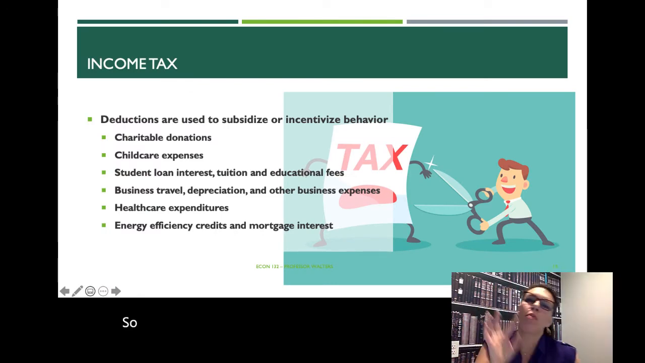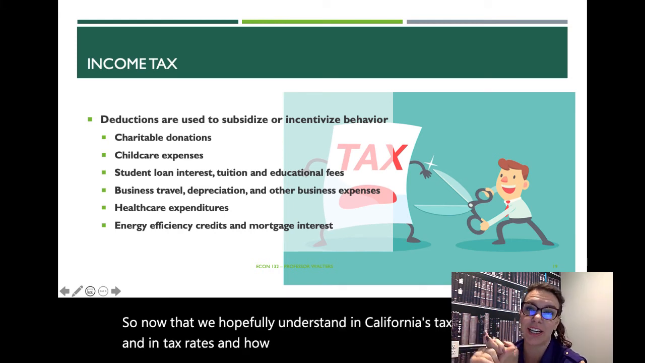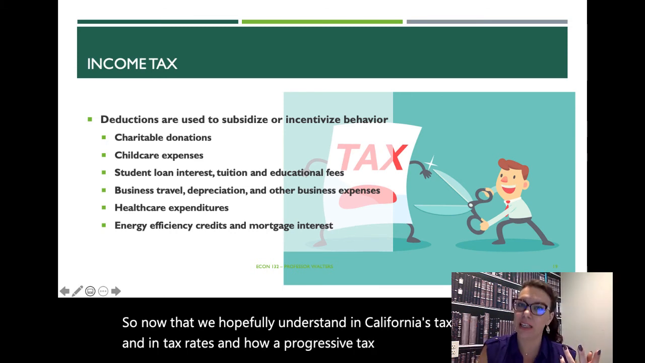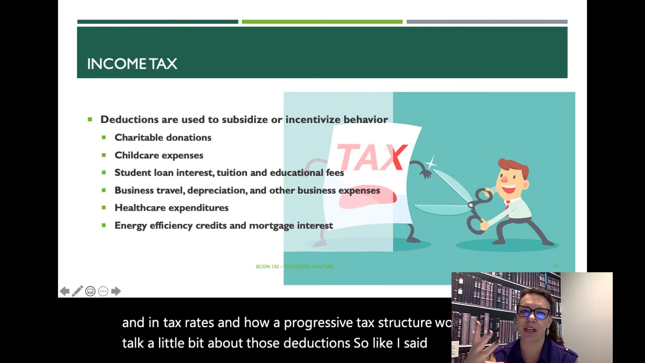Like I said, the deductions are designed to subsidize or incentivize certain behavior that our government has decided is favorable. So charity, good. Children, good. Keep having children, create more labor, that's good. Student loan interest, tuition, and educational fees, good, right? Human capital is a public good, a positive externality, so we want to subsidize that. Business travel, depreciation, business expenses, a lot of that comes in when you're owning your own business, but also good for society, good for the economy.